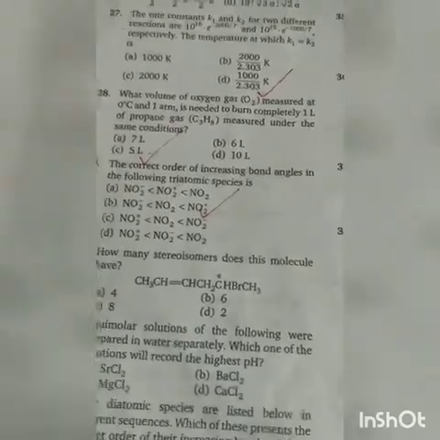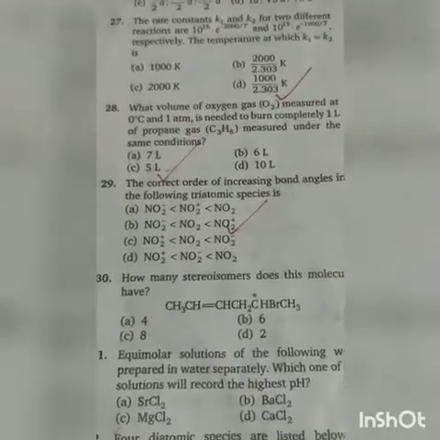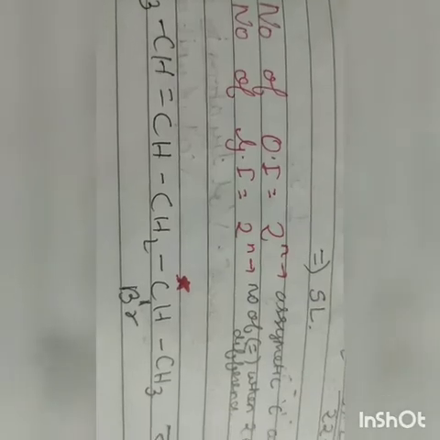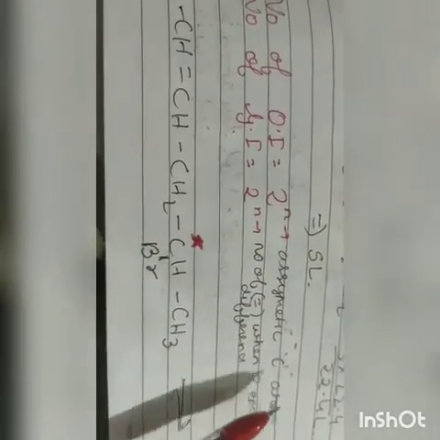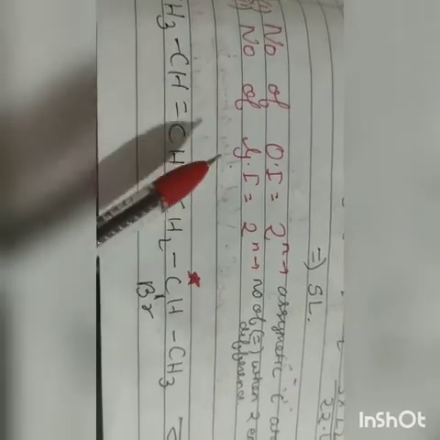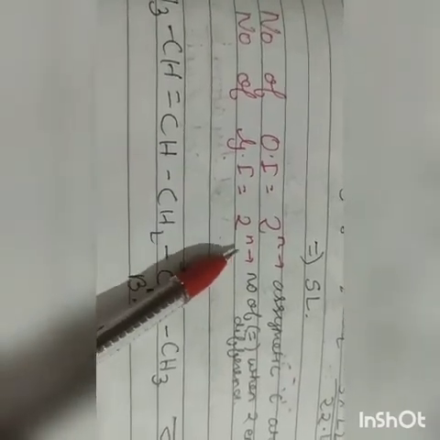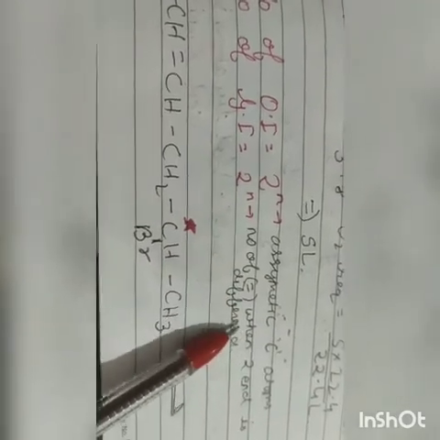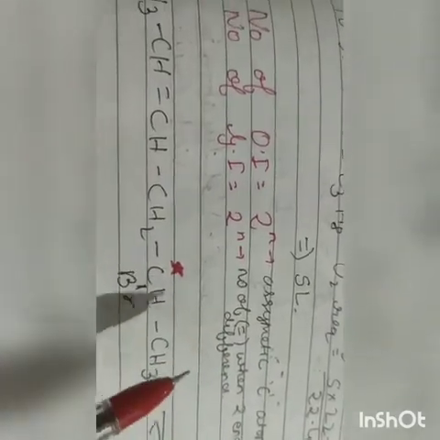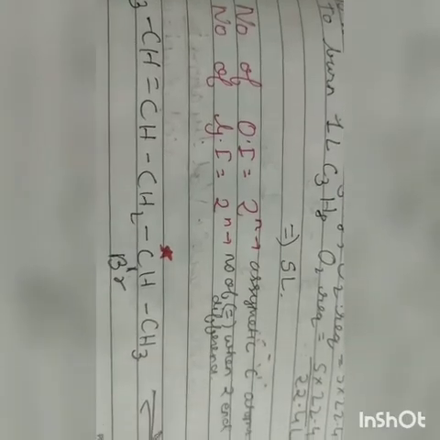Now question number 30. How many isomers does this molecule have? So we know that the number of optical isomers is 2 to the power n, where n is the number of asymmetrical carbon atoms, and the number of geometrical isomers is 2 to the power n, where n is the number of double bonds.